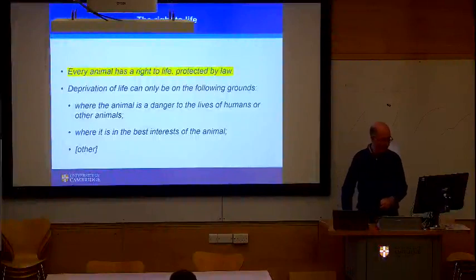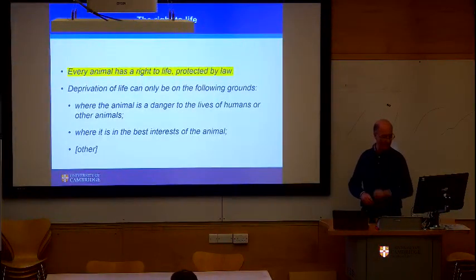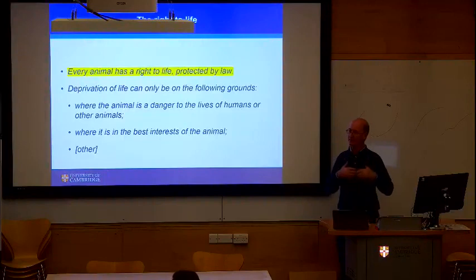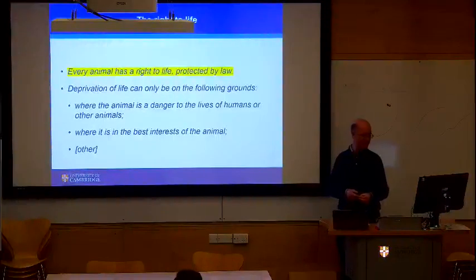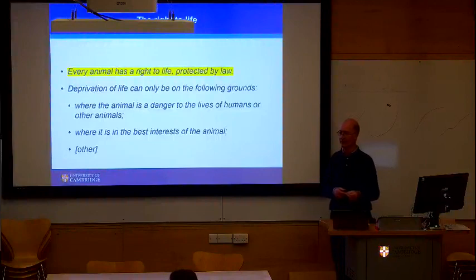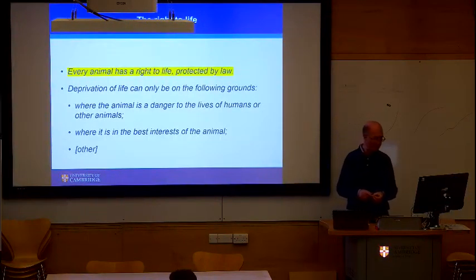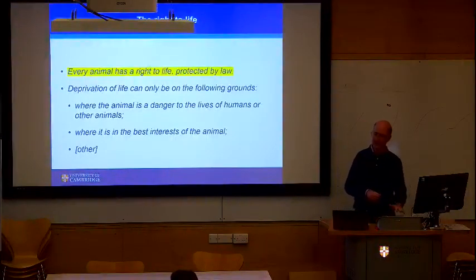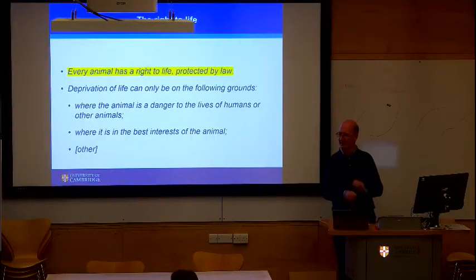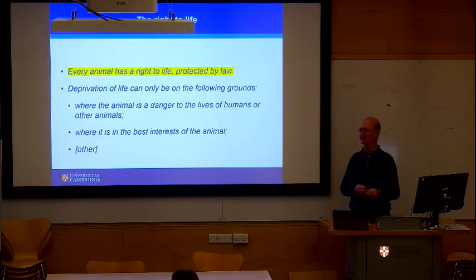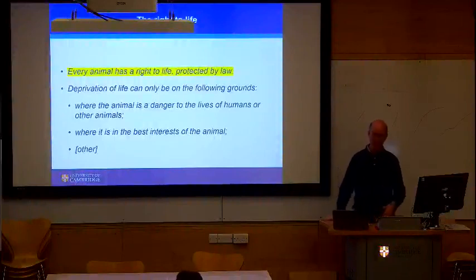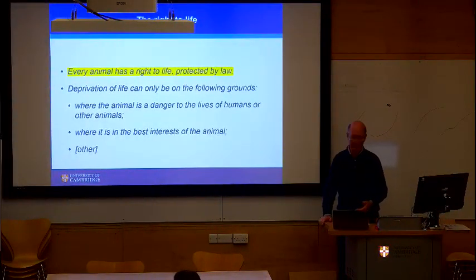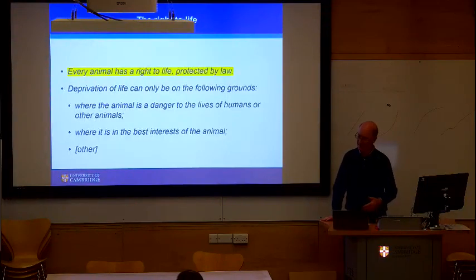Deprivation of life, where the animal is a danger to the lives of humans or other animals, or in the best interest. So again, just working through what that right to life might mean and when it can be taken away. So in what sort of circumstances can it be taken away? And as you can see, not going down the path of necessity or something like that. Very much focusing on the animals, recognising they may be a danger to themselves or to the lives of humans or other animals, or it's in the best interest of the animal.